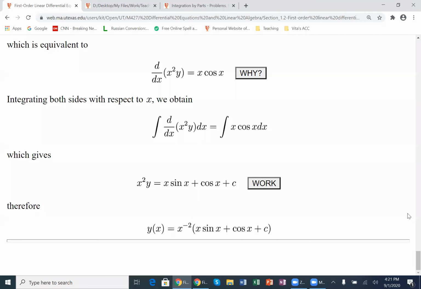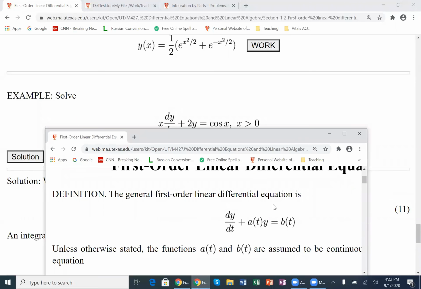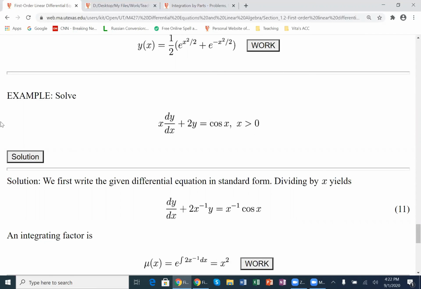Folks, any questions? If an equation isn't in standard form, will our first step always be to rewrite it so that it is? Yes, absolutely. Step one, rewrite your equation in the standard form. And by standard form, I mean this. Okay, thank you. Any other questions?